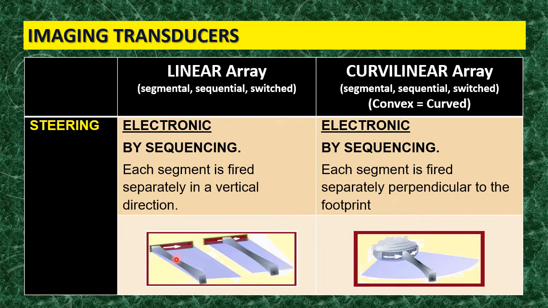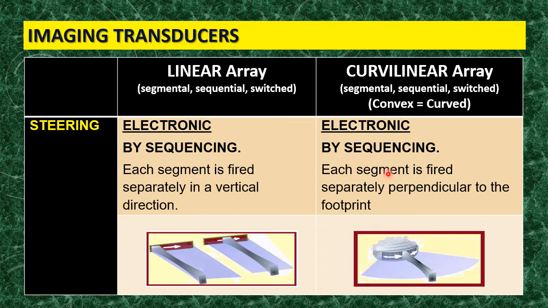So again, each scan line is formed by what? A group of elements, or a subset of elements, that is responsible for this scan line, and then another group will be responsible for the next scan line, right? So this is what we call sequencing. Steering by what? Electronic, and electronic sequencing, right? So each segment is fired separately in a vertical direction. So the scan line will go out in a straight line perpendicular to this face, right? So this is the linear array.